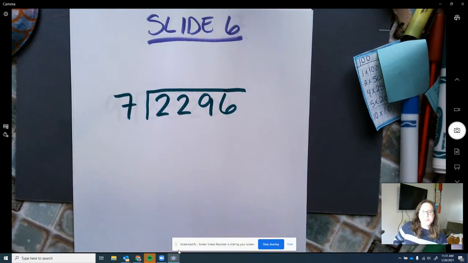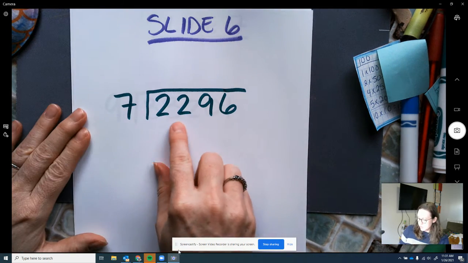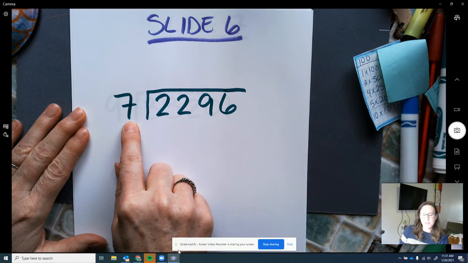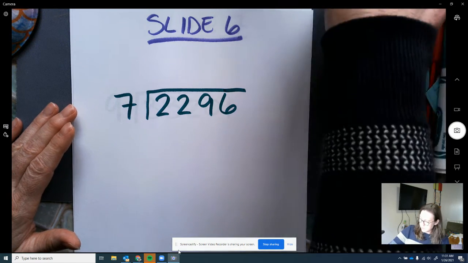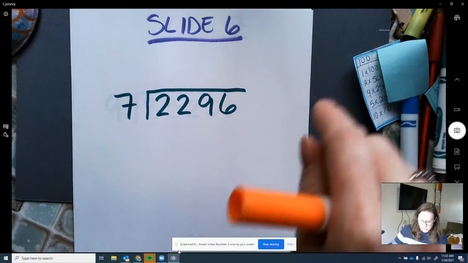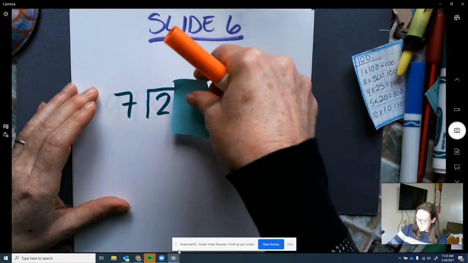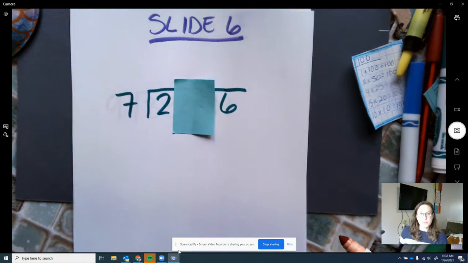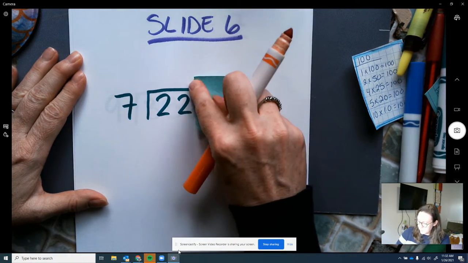Slide 6. Slide 6 is 7 into 2,296. All right. So 2,296 divided by 7. I'm going to go ahead and choose a different color. No, I don't. I didn't pull out a different color. Okay, so I'm going to look at just my first number. I've got my little Post-it note right here. Does 7 go into 2? No, it doesn't. So I'm just going to go ahead and scooch it over.